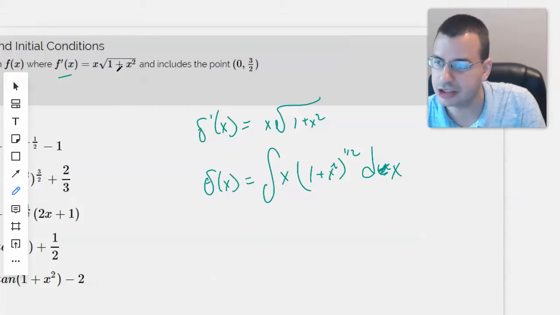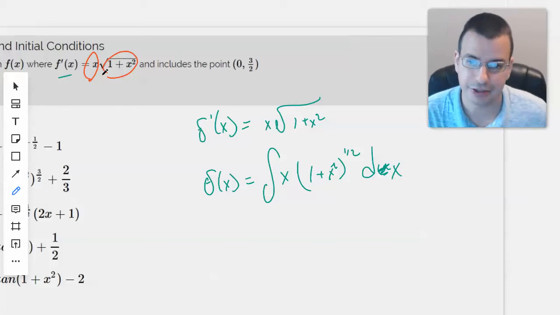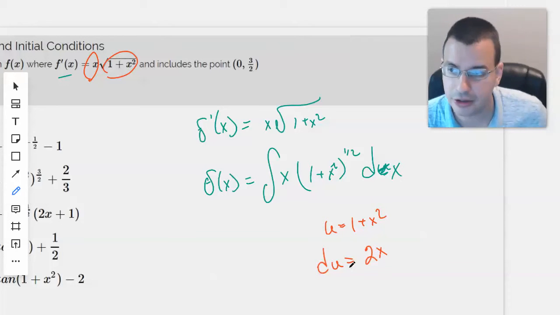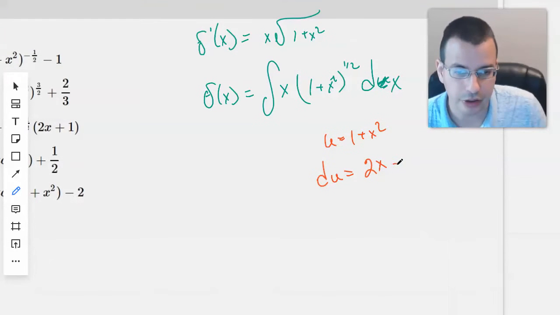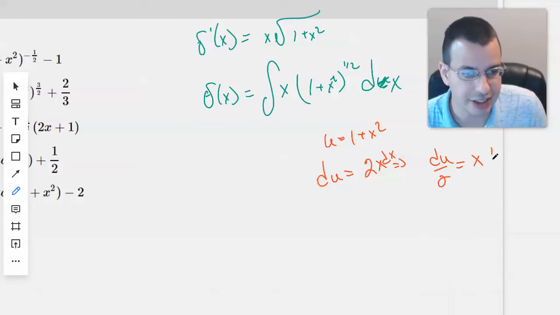on is if we take the derivative of 1 plus x squared, we're going to get something that kind of sort of looks like x. So we'll do u equals 1 plus x squared, du equals 2x dx. Therefore, du over 2 equals x dx.